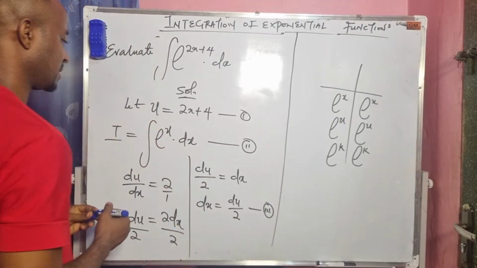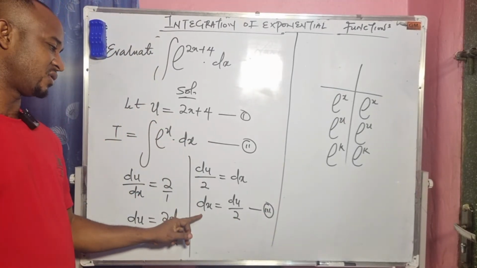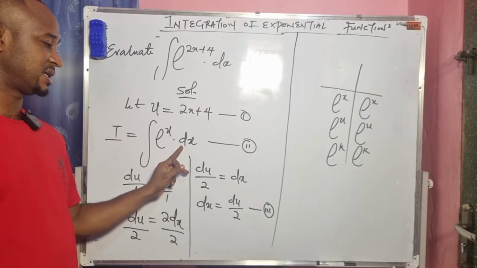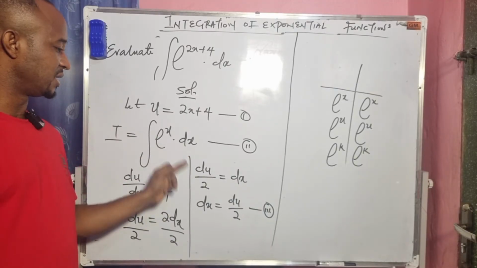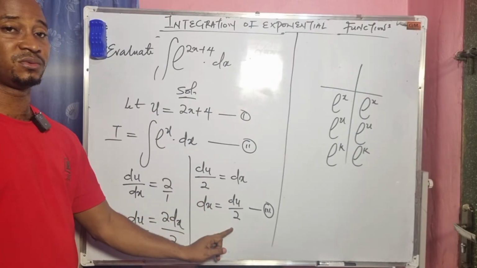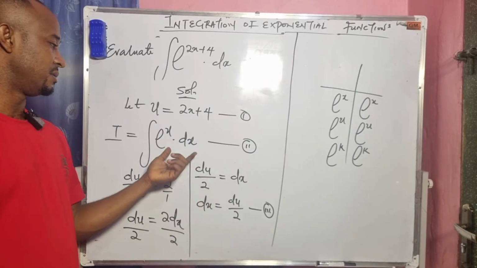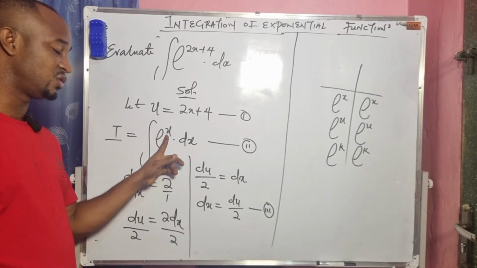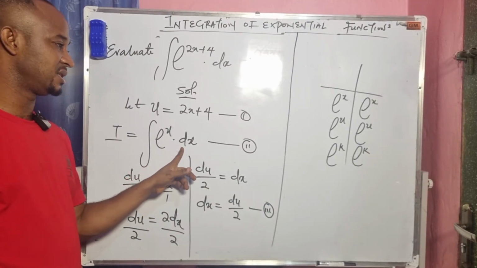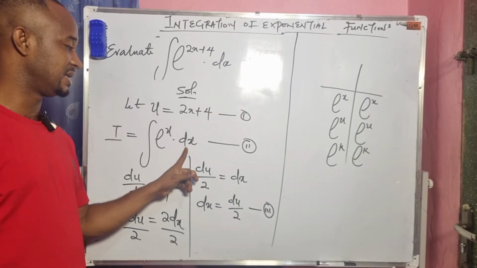So what do we do next? Now we have gotten our dx. I can put my dx here. By the time we put the dx here, the dx will be replaced with du over 2. That means we are bringing in the u, because we have u here. I can't differentiate this. Please take note. So I can integrate this rather.